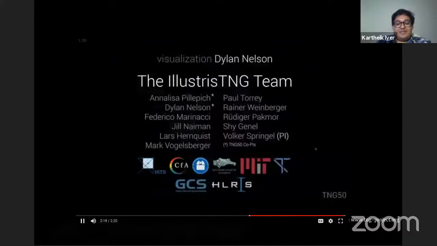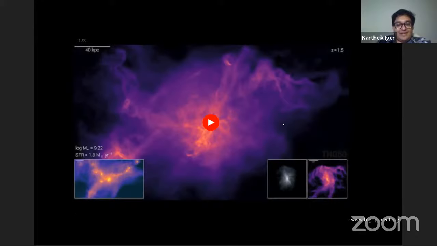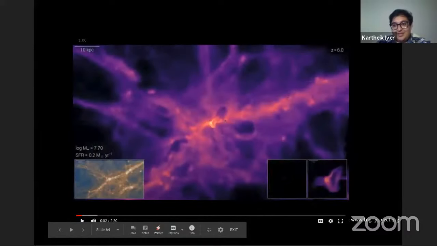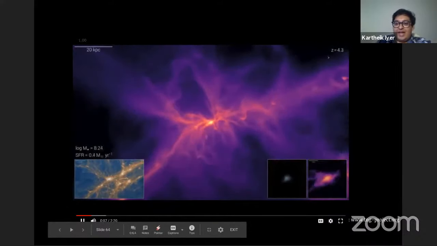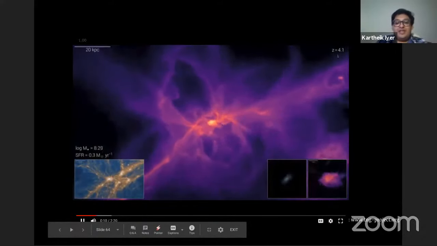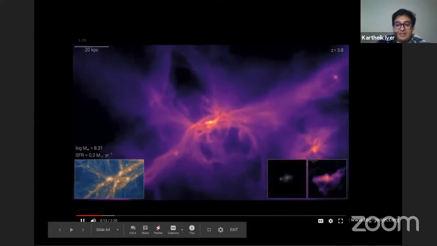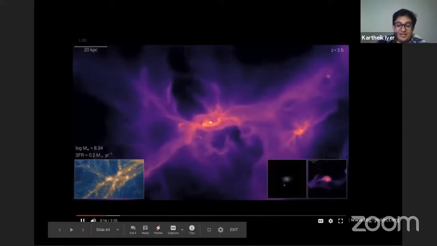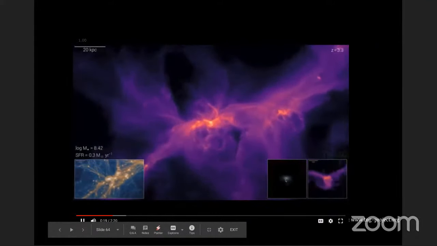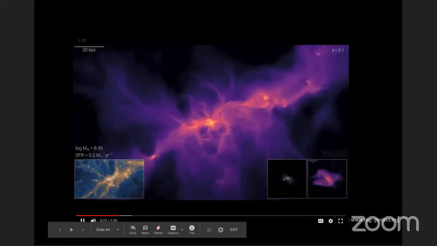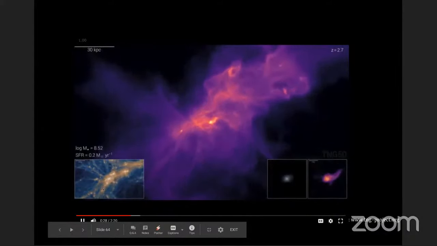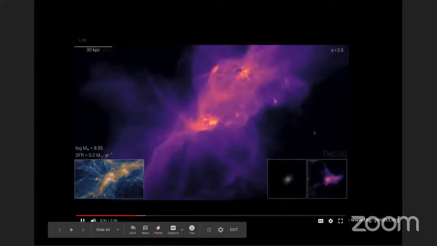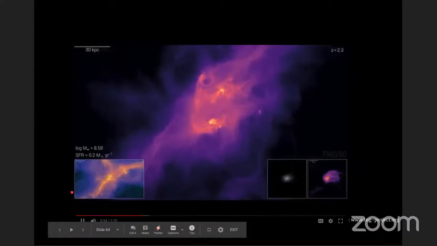This is from the illustrious TNG team. In fact, you can play this video from the very highest redshift. The top panel shows the redshift, and as the redshift decreases, the universe grows older. Initially, there isn't much that you would even call galaxies. You see that this is the real size of whatever's in the center over there. If you think of this as just the galaxy, then if the galaxy is a person, this is roughly the scale of a block around it. And then this is the scale of the entire city that it lives in.